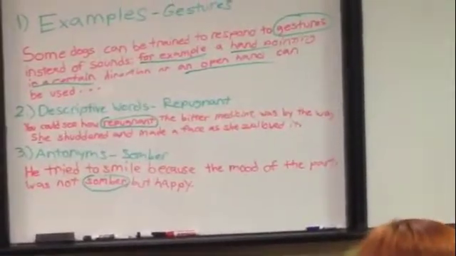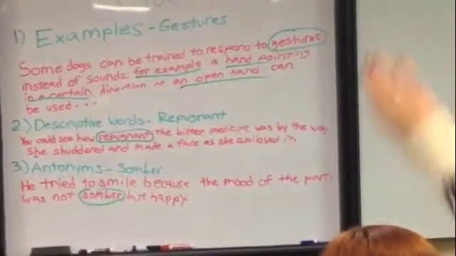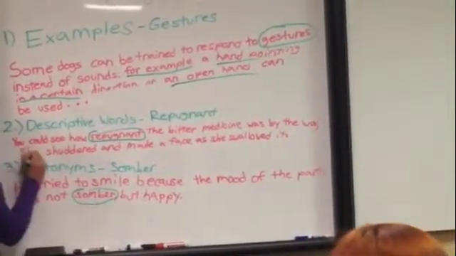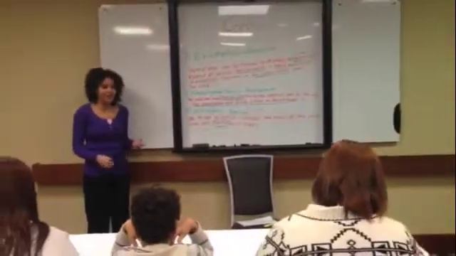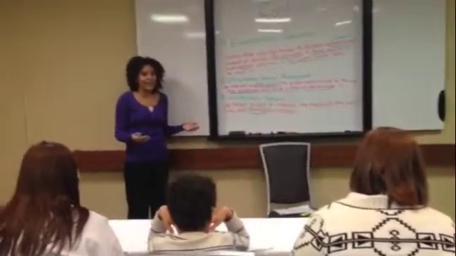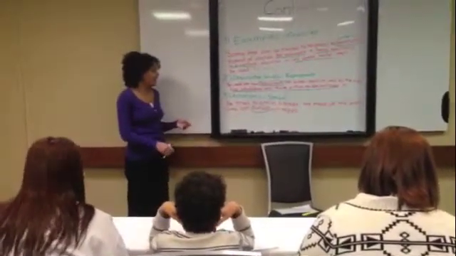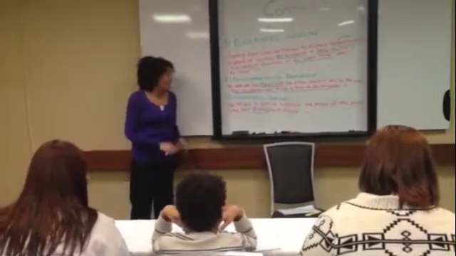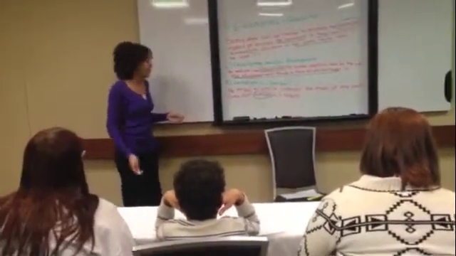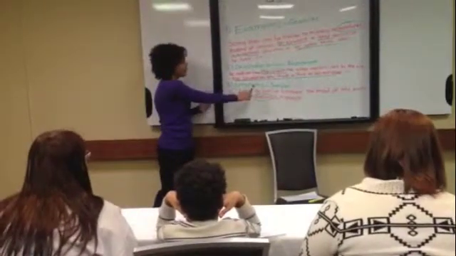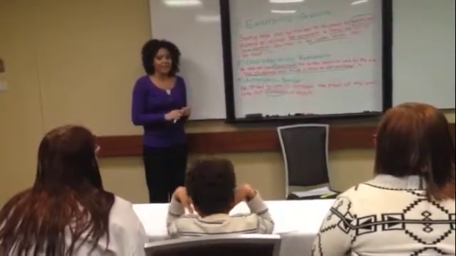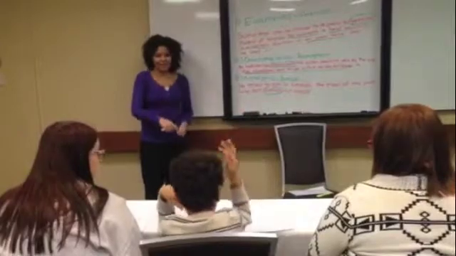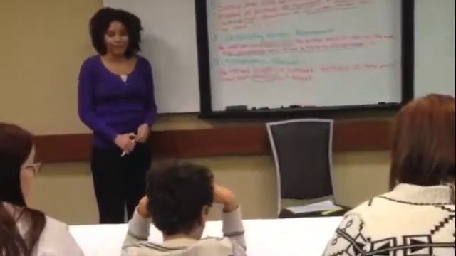And so now that Mason's made that guess, what do you think led him to that guess? Dana. She shuddered and made a face when she took the medicine. Yes, very good. So because she shuddered and made a face, we can tell that she didn't like the medicine. And then that led to Mason's guess that repugnant means something that's nasty tasting. Okay, so for the last example, I want to go over the antonym strategy. And so basically antonyms are when a word means the opposite. So can someone read the sentence for me? Yes, Mason. He tried to smile because the mood of the party was not somber, but happy.